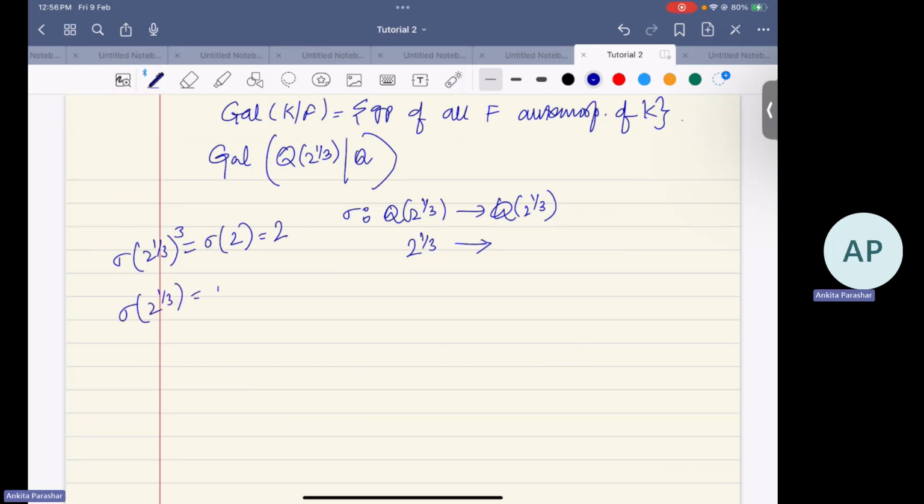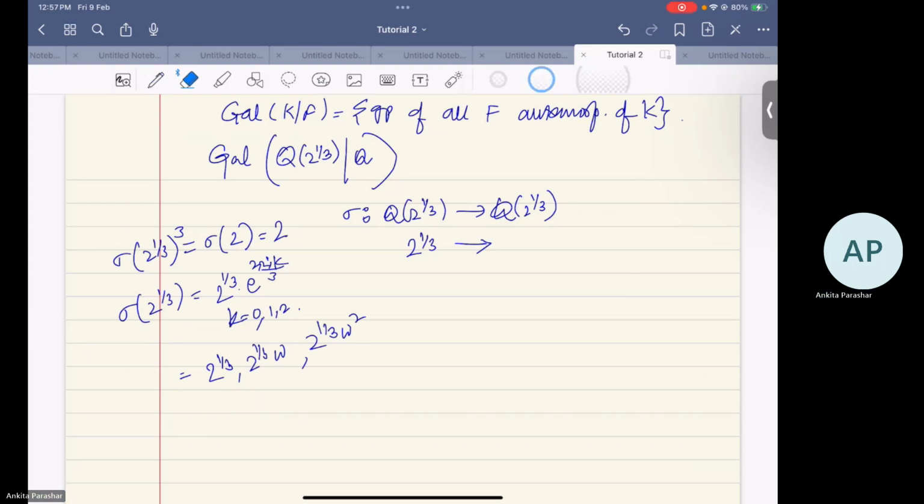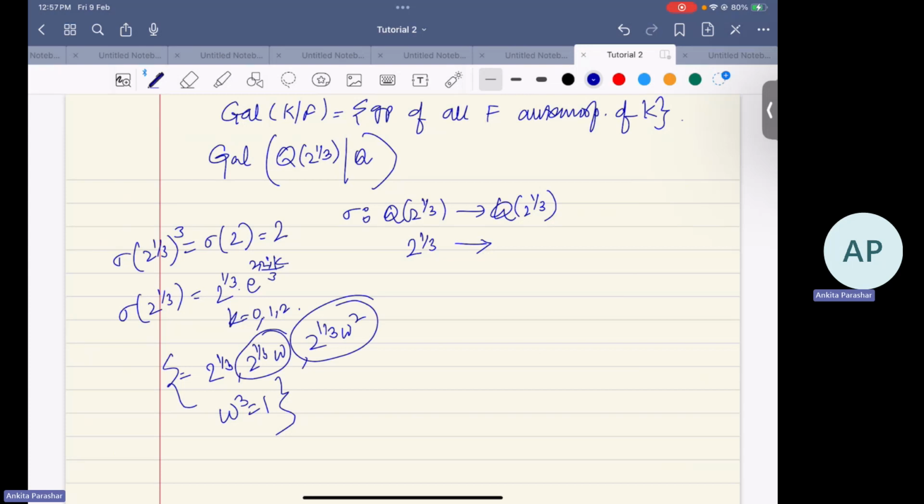2^(1/3) goes to 2^(1/3) e^(2 pi i k/3), where k is from 0 to 2. So this is nothing but 2^(1/3), 2^(1/3) omega, or 2^(1/3) omega squared. These are all possible choices. But you know that these two are complex roots, and this is the only real root.